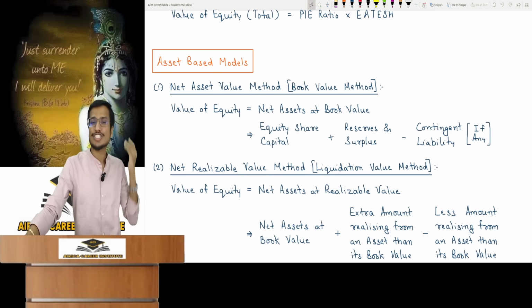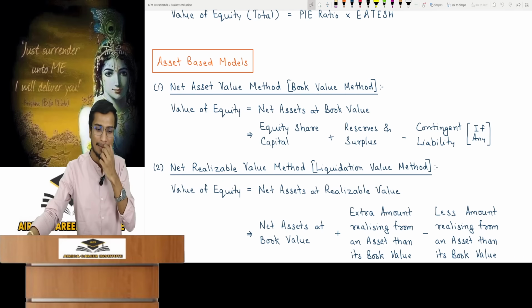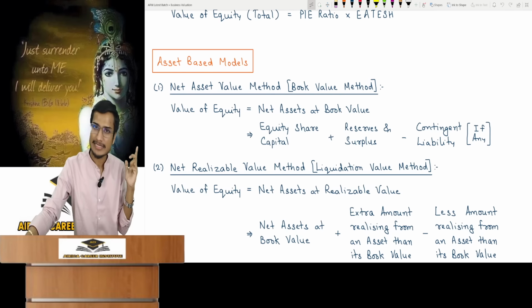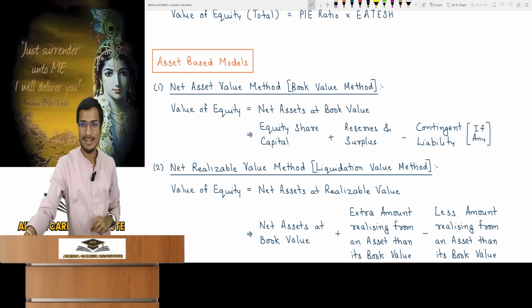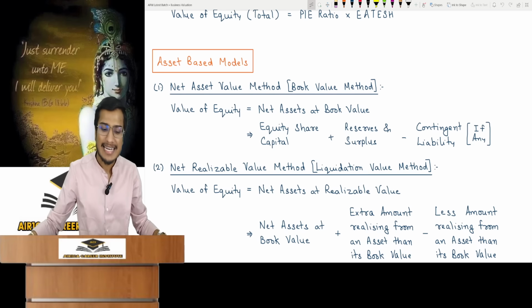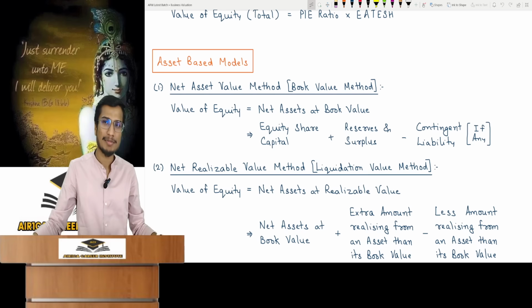You'll find this chapter completely structured. I teach every chapter in a structured way and it applies here. The most important thing in this chapter is being able to link these concepts. Now, the asset-based model. The first asset-based model method is the net asset value or book value method.